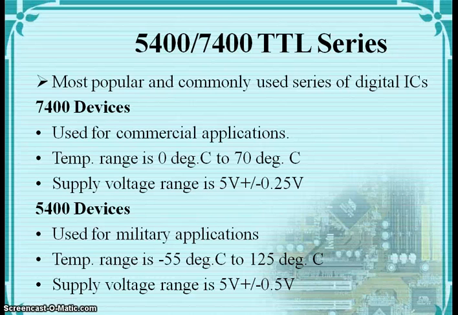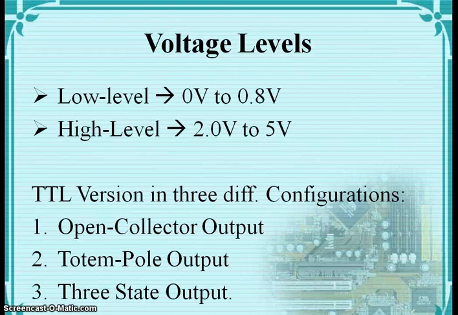7400 devices are used for commercial applications. Temperature range is 0 degree to 70 degrees C. Supply voltage range is 5 volts plus or minus 0.25 volts. The 5400 devices are mainly used for military applications. The temperature range is from minus 55 degrees to plus 125 degrees C. The supply voltage range is 5 volts with a tolerance of plus or minus 0.5 volt.